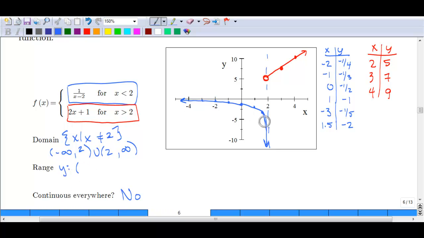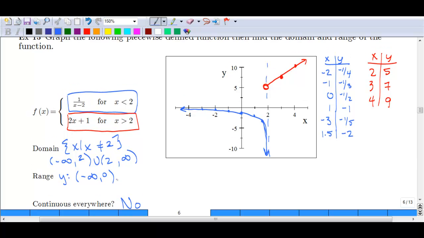So we've got this lower set, which goes from negative infinity to 0. And again, that's parentheses because we've got a horizontal asymptote on the x-axis. And then we're going to union that with this set up here. That's the red set. And the red set here, again, we've got a parentheses because we have an open dot, and it is starting at 5. And then it's going off to positive infinity. So we're missing all of the y values between 0 and 5.